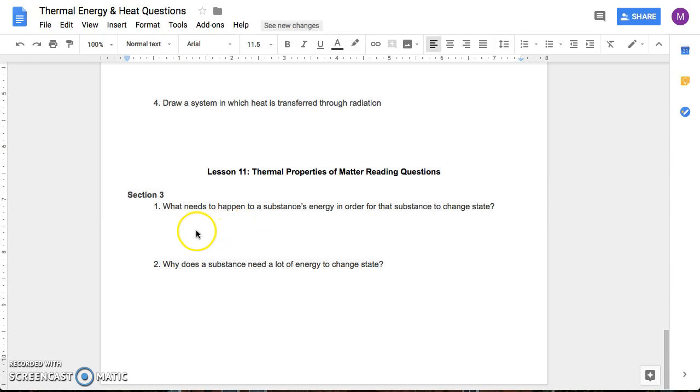So the first one on there says, what needs to happen to a substance's energy in order for that substance to change state? To answer this question, we need to know, well, what is a state change? So a state change can be from a solid to a liquid, or a liquid to a gas, or a solid to a gas. But in order for that to happen, it doesn't just happen automatically.